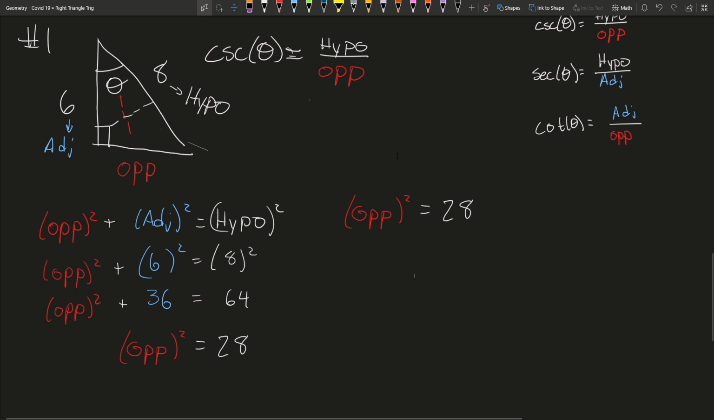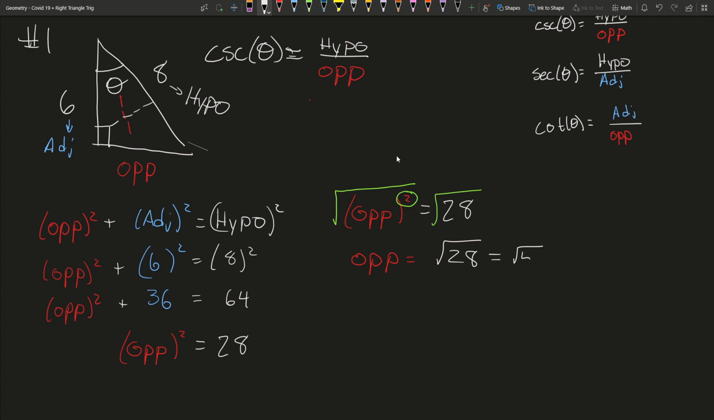And then we need to just solve for the opposite, so we need to get rid of this squared. In order to undo that square, we have to take the square root of both sides. That leaves us with just the opposite is equal to the square root of 28, which we can simplify. So I can rewrite the square root of 28 as the square root of 4 times the square root of 7, which is equal to 2 rad 7.